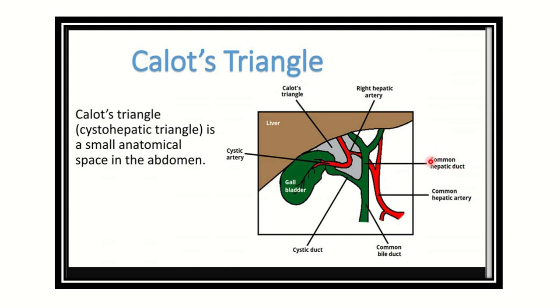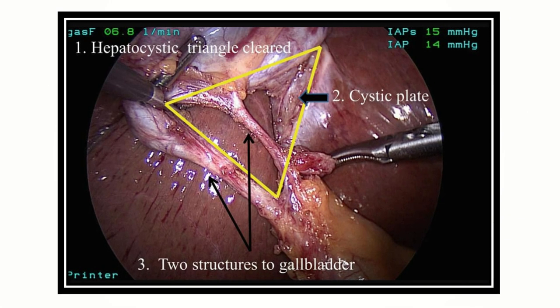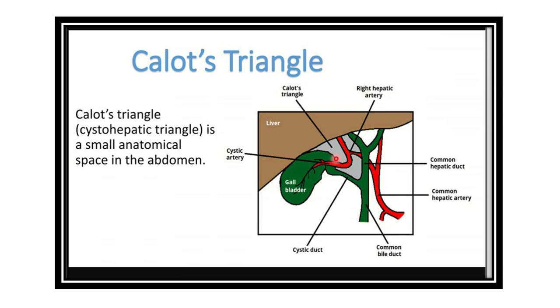after joining with the common hepatic duct, and common hepatic duct is formed by the right and left hepatic duct. And this area, we can see this area from here, this a triangular area which is known as the Calot's triangle, and this Calot's triangle plays an important role because during cholecystectomy procedure this triangle should be identified carefully to avoid the injury of the common hepatic duct or common bile duct.